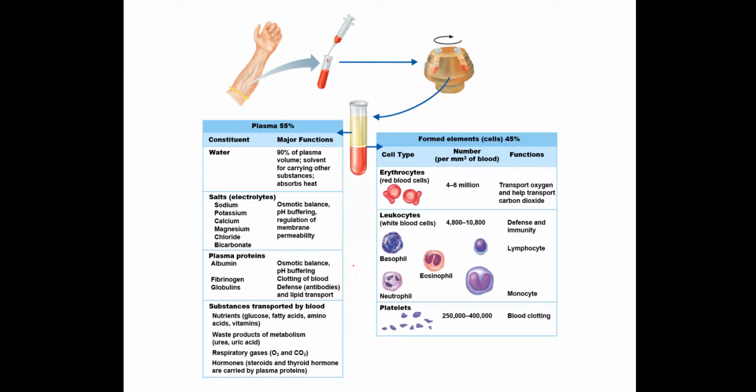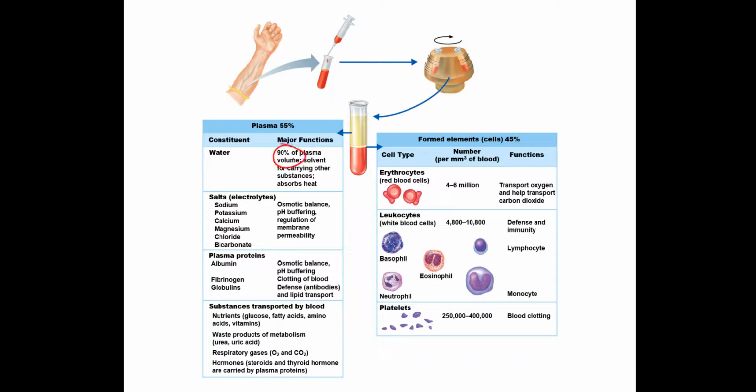So the first slide here is talking about the basic components of blood, and we basically have two divisions here. We have a liquid division, which we call the plasma, and we have what we call the formed elements, or just the cells. Okay, so we got a 55-45 split there. First, let's talk about the plasma. All right, so we'll just go in order here.